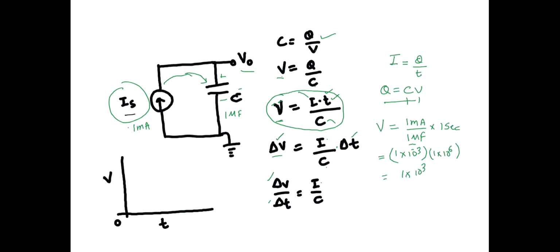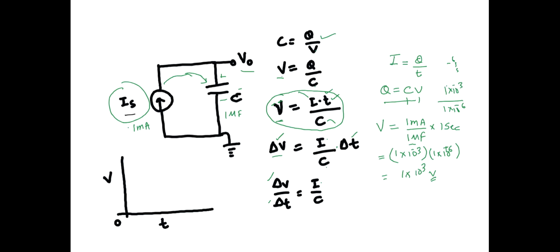How much is the voltage? It will be 1000. So after 1 second, our voltage across the capacitor for the given values of current and capacitance is about 1000 volts. And if the time is 1 millisecond, then it is 1 volt. If the time is t equal to 1 microsecond, then it will be 1 millivolt.